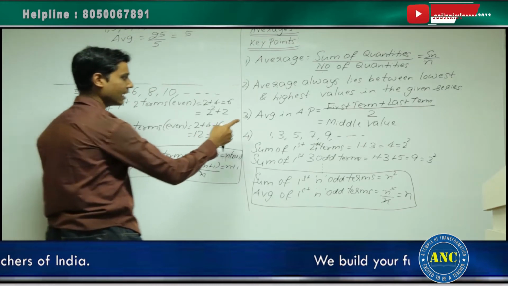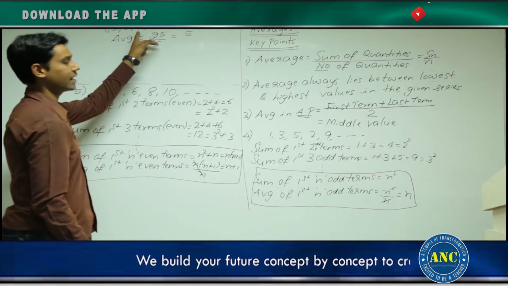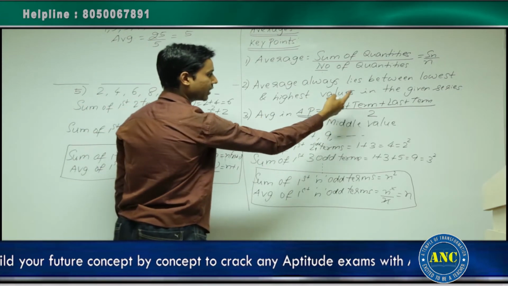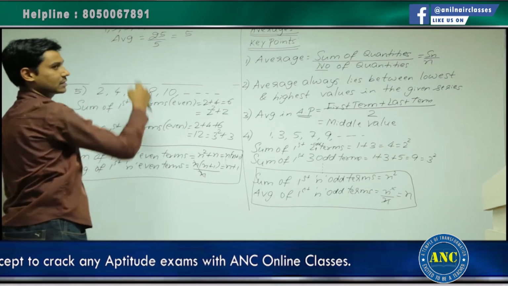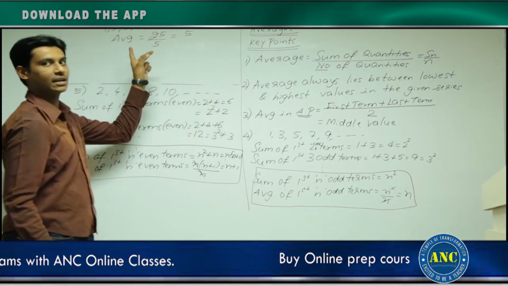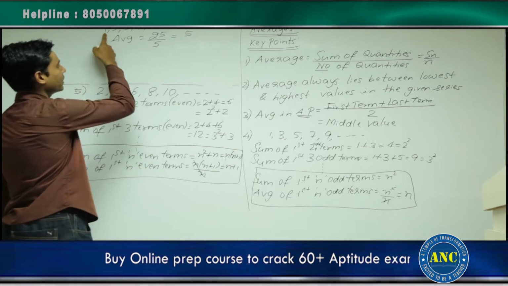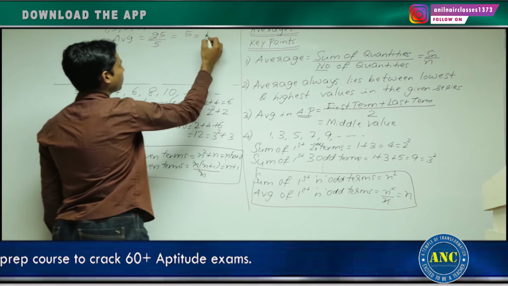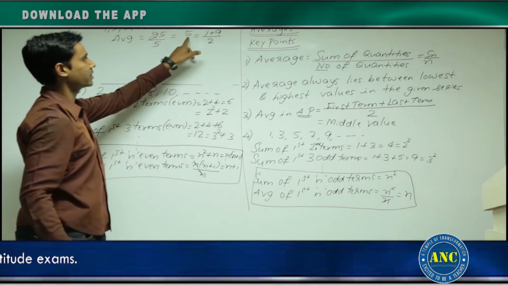Third key point is average in arithmetic progression. If the given series is in arithmetic progression, average in arithmetic progression is also given by first term plus last term by 2. First term is 1, last term is 9. Provided the arithmetic progression should be arranged either in ascending order or in descending order. Right? Average in arithmetic progression is first term plus last term by 2. This is also equal to 1 plus 9 by 2. 1 plus 9 by 2 is 10 by 2. 10 by 2 is nothing but 5.